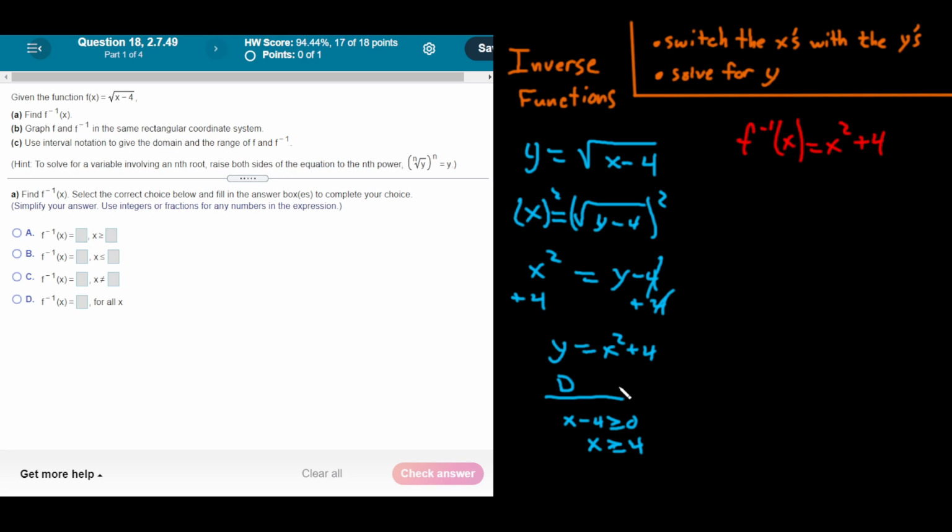What about the range of our original? I want to see something. We've got to get the domain of our inverse, right? If we get the range of our original, we can get the domain of our inverse. Okay.